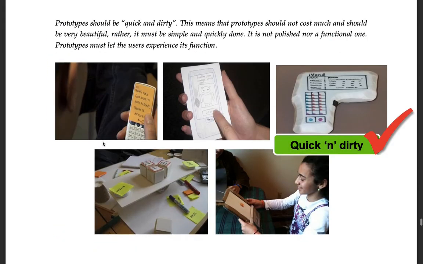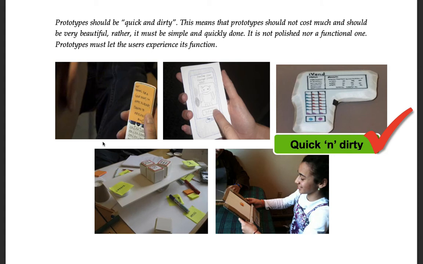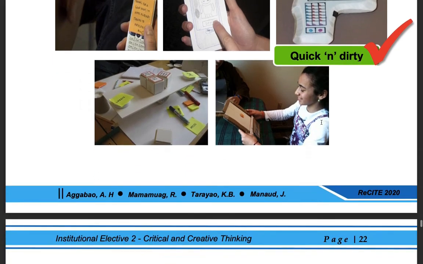Prototypes should be quick and dirty. When we say quick and dirty, this only means that a prototype should not cost much and should not need to be very beautiful. Rather, it must be simple and quickly done. It is not polished nor a functional one. Prototypes must let the users experience its function. Although it's not yet functional, you can see in the prototype the basic or primary functions needed in that particular product. As you can see here, we have a prototype of a cell phone, and a prototype of a specific gun that I think will be used for medicinal purposes.